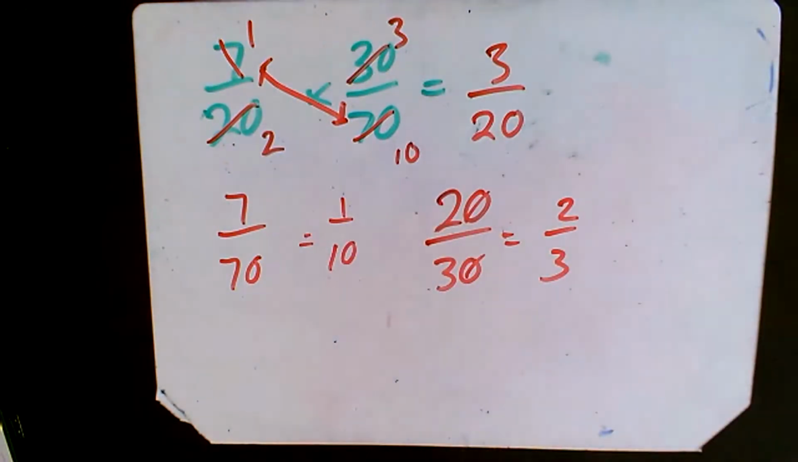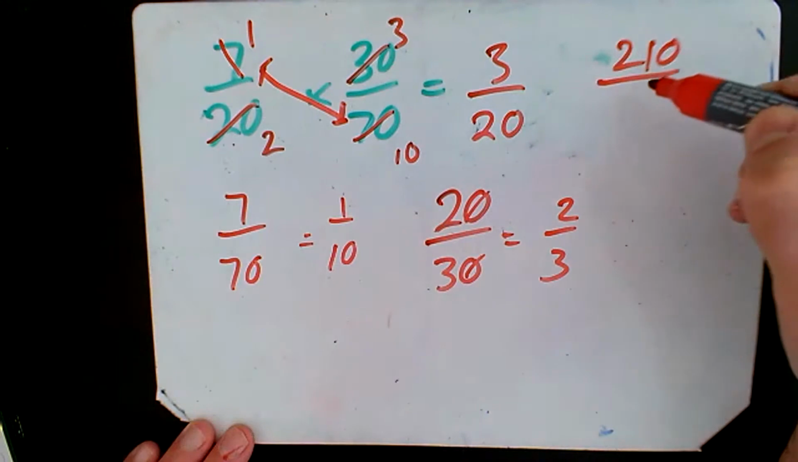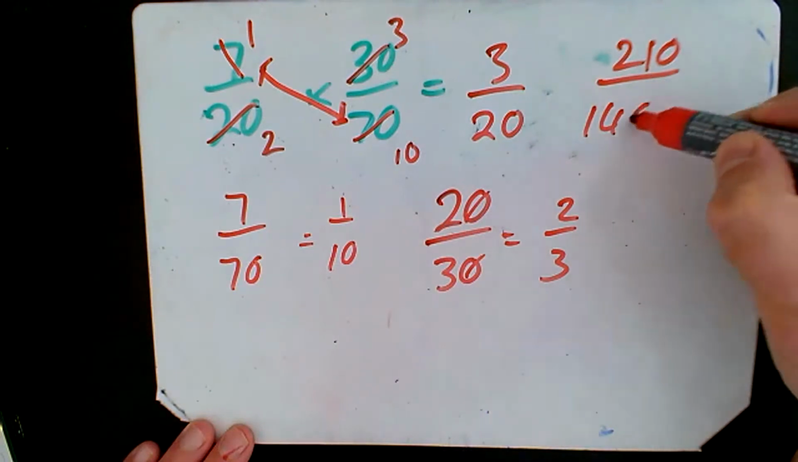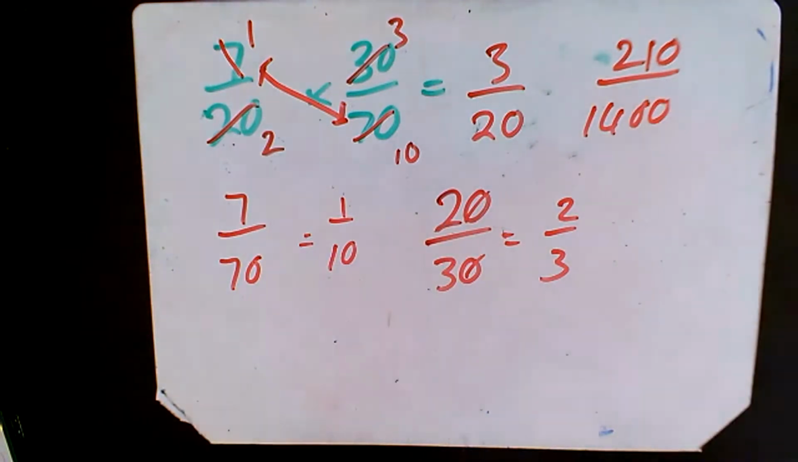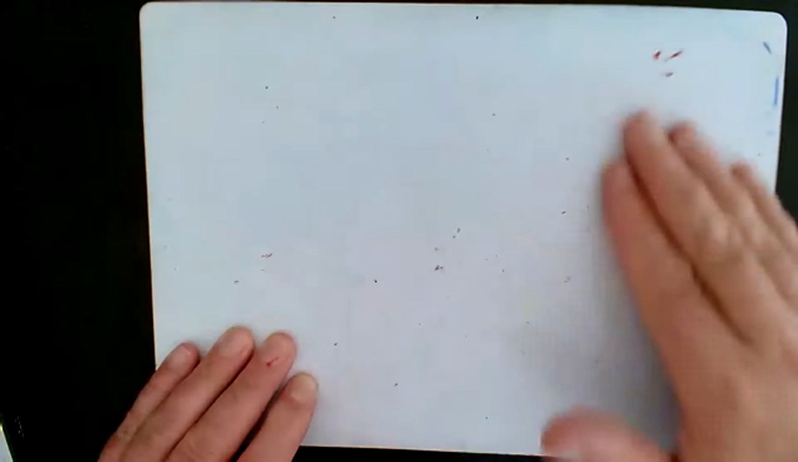So actually the answer is 3/20. So that means I don't have to do 210, 1,400 and simplify, okay? So it's called cross simplifying. You're simplifying before rather than after, okay? Let me just show you another one.